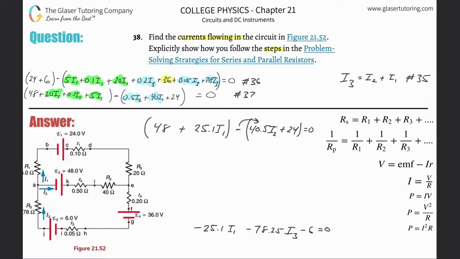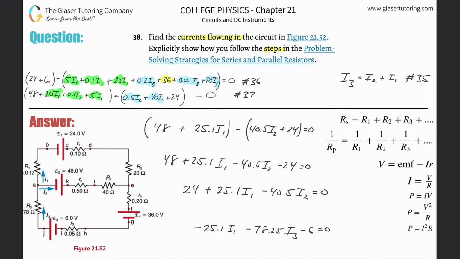And distribute now that negative sign to each term there, and we're going to get then 48 plus 25.1 I1 minus 40.5 I2 minus 24 is equal to 0. Combine now these like terms, all right? And when we do that, we get a positive 24, right? So 24 plus 25.1 I1 minus 40.5 I2 is then going to equal 0.